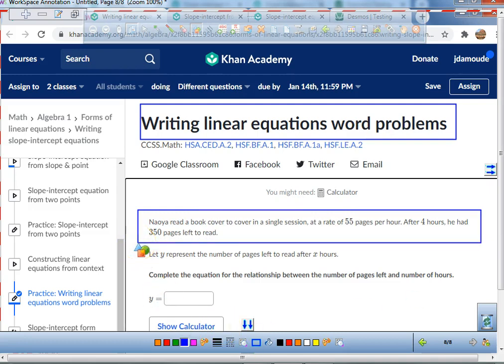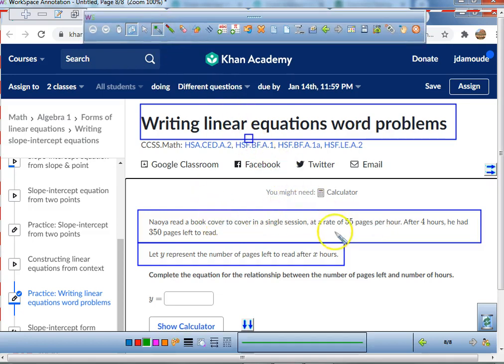I want you to write down everything that's in the box. Please write down everything that's in the box. I'm probably going to butcher this person's name, so if your name actually is this name, I apologize. I'm just going to pronounce it as Naoya. Apparently he read a book cover to cover in a single session at a rate.